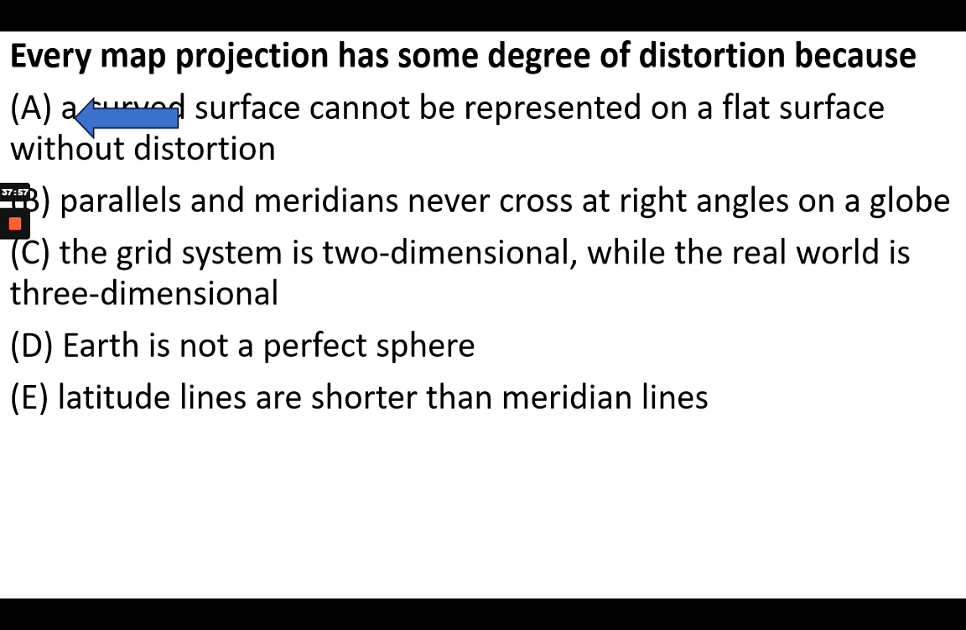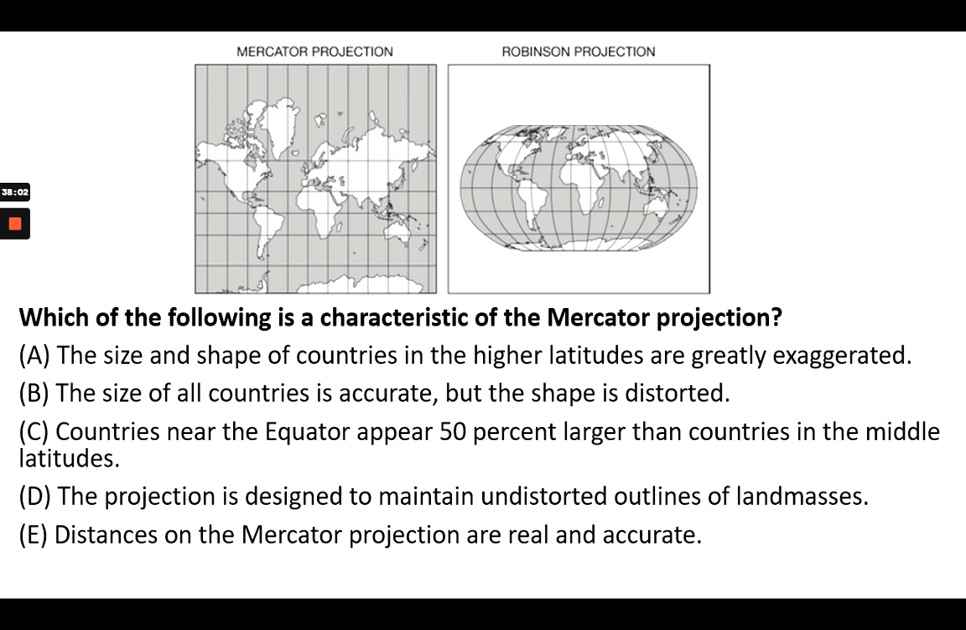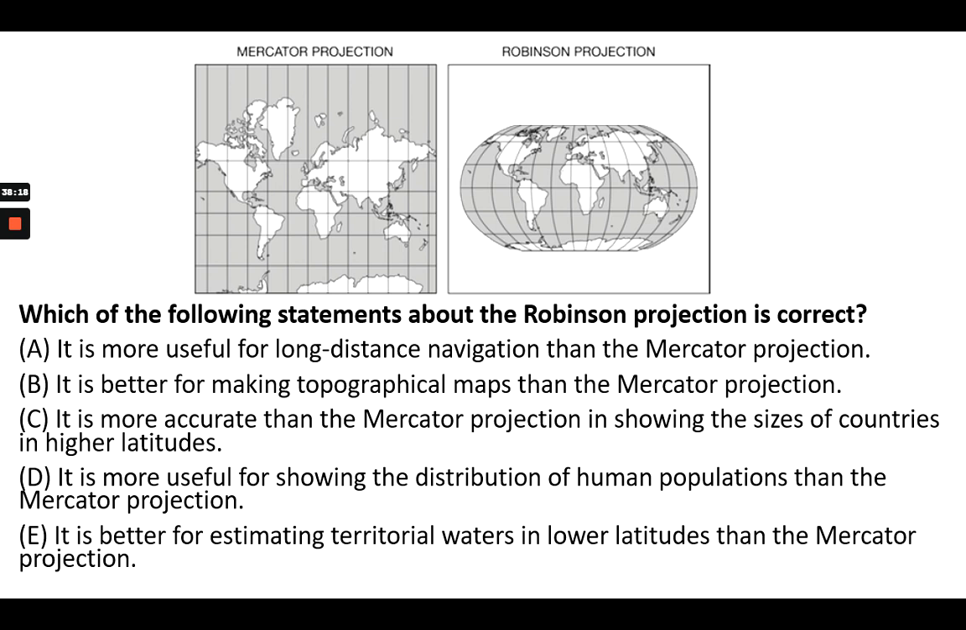All right, here we go. Which of the following is a characteristic of the Mercator projection? Go ahead and answer that one. The answer is A. All right, different question, same visual. Which of the following statements about the Robinson projection is correct? The answer is A.